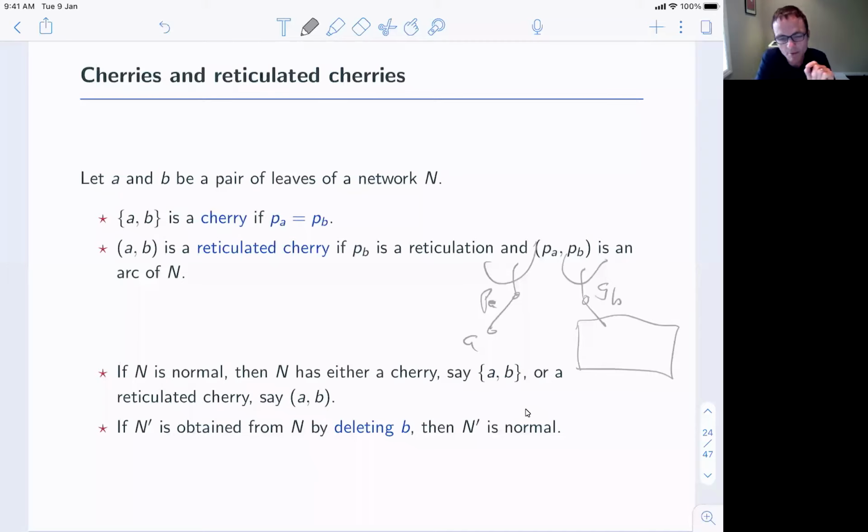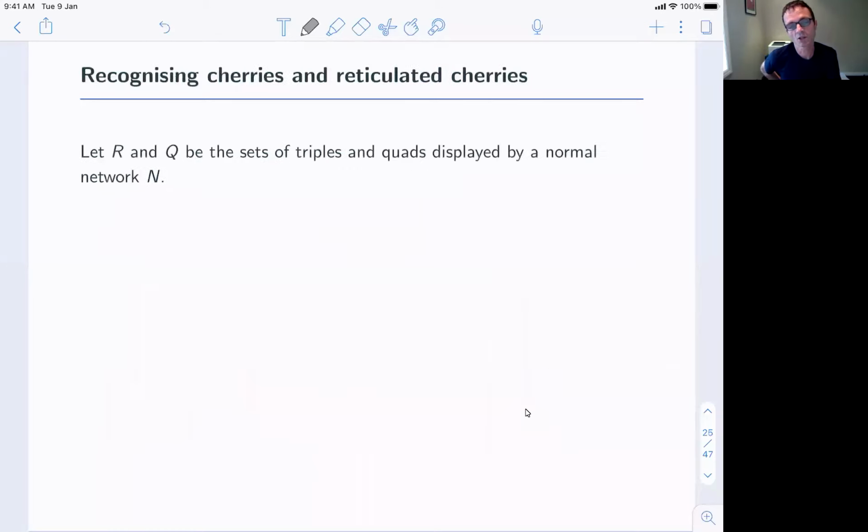Thing is, I need to be able to have the quads and the triples being able to recognize cherries and reticulated cherries. So we've got to have the fact that the triples and the quads can recognize cherries and reticulated cherries for this to work. Because remember, that's the input. All I'm given is a set of triples and quads, effectively, and then I've got to try and show I can recover N. That is what I'm really trying to do.